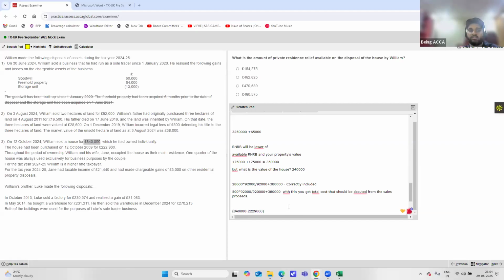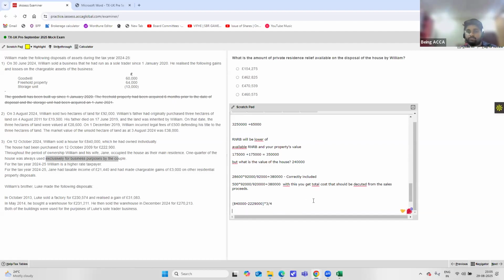Now private residence relief. How much will the private residence relief be available for over here? Since 1/4 of the house was always used exclusively for business purposes, private residence relief will be available for 3/4. All right. 840,000 minus 222,900 will give you your answer. That's exactly what you should be doing. Clear until here? Any doubts? Do you want me to calculate it for you, or are you clear with this?